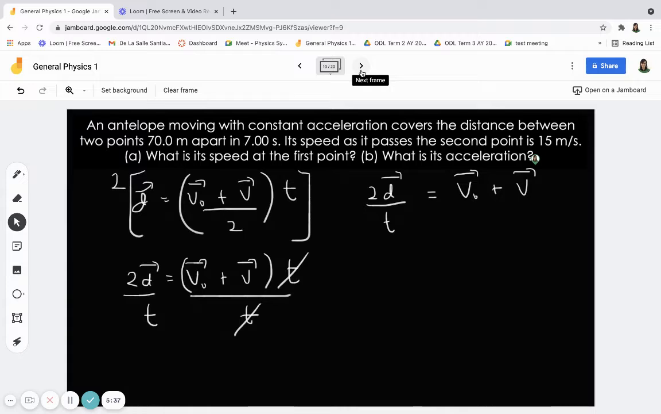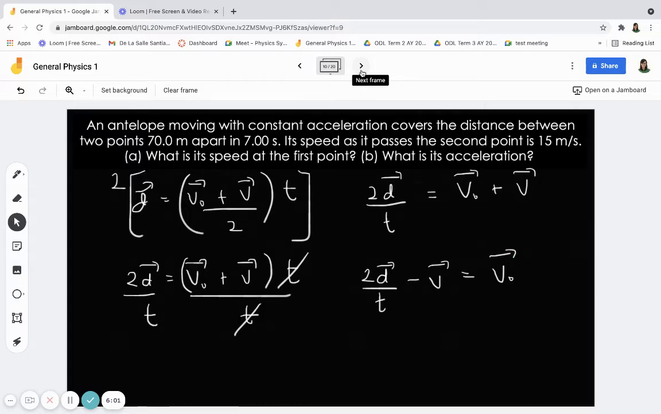And you can simply do that by transposing final velocity to the left, because there's a plus sign that separates it as a term from the initial velocity. So we're going to do transposition. We're going to transpose final velocity. And this becomes 2d over time minus final velocity equals initial velocity.